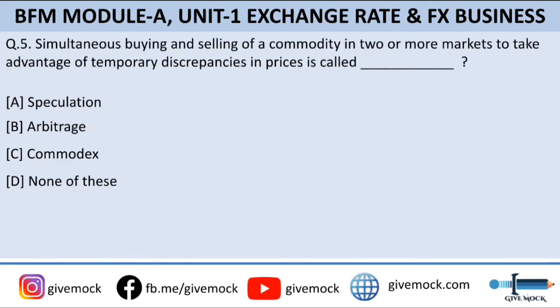All right, let's move on to question number 5. Simultaneous buying and selling of a commodity in two or more markets to take advantage of temporary discrepancies in price is called. So guys, the correct answer to this question is option B, arbitrage. Arbitrage is simultaneous buying and selling of a commodity in two or more markets to take advantage of temporary discrepancies. Just remember that.